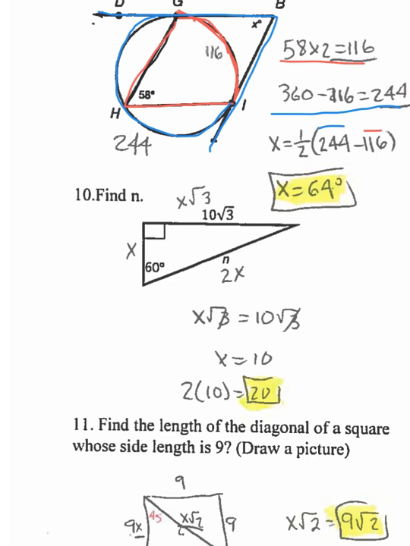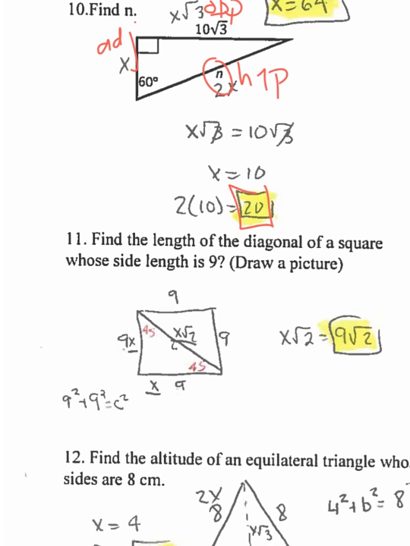Number 10 is another special right triangle. Again, it's set up as a 30, 60, 90. You can also do trig. What you see there on the answer key is set up obviously as a special right. You could do trig with opposite, hypotenuse, adjacent. You're looking for n, so you would use opposite and hypotenuse, which is sine. But again, either way, you should get 20 there.